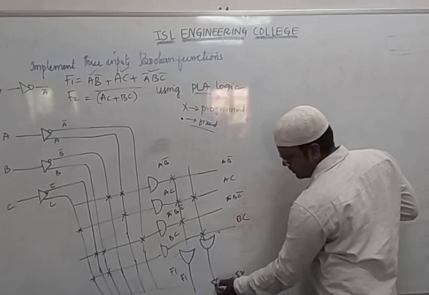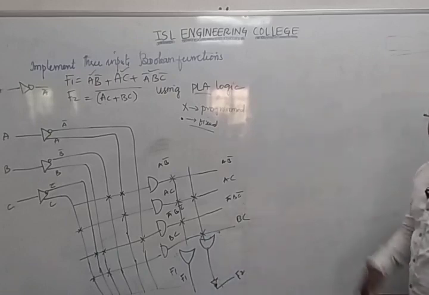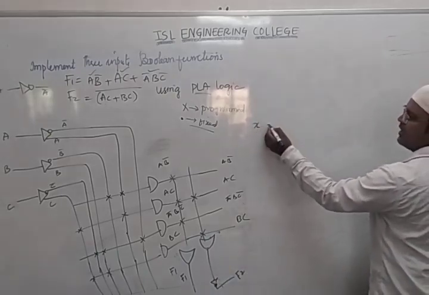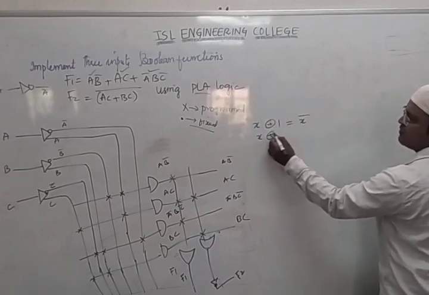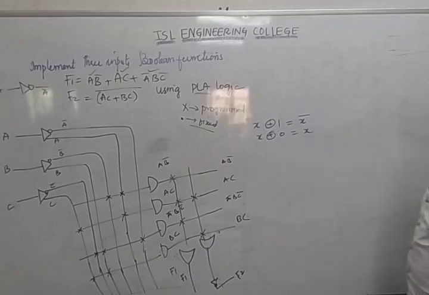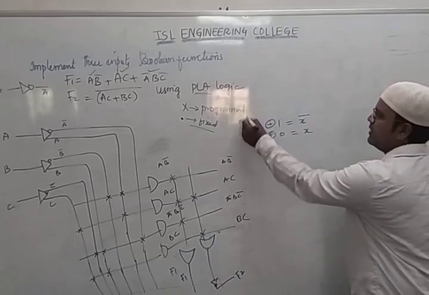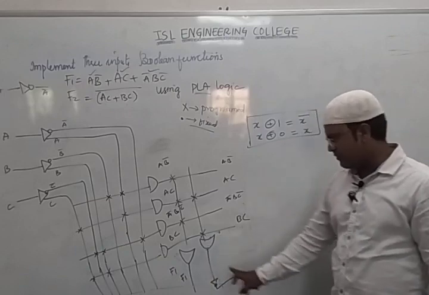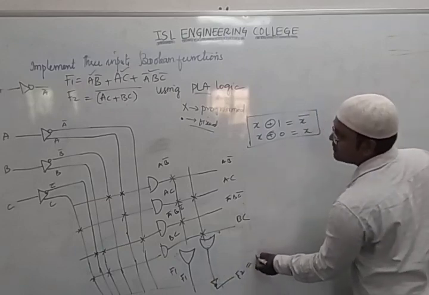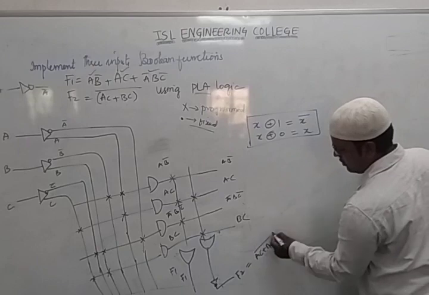Clear? This is one way. The second way uses the properties we had: x exclusive OR with 1 is nothing but x complement, and x exclusive OR with 0 is nothing but x. Using this property, I can either connect one NOT gate, so that the F2 answer comes as AC plus BC whole complement.